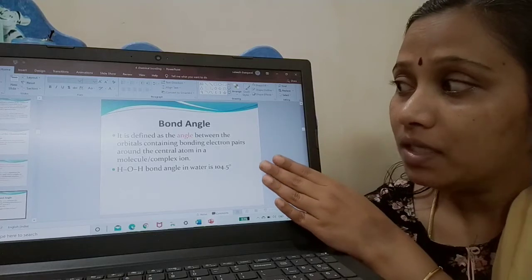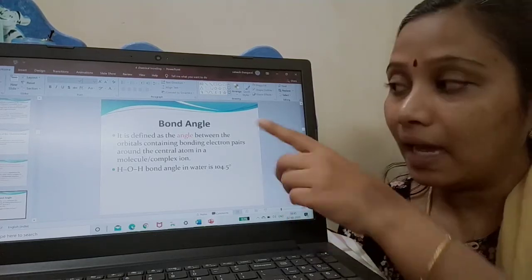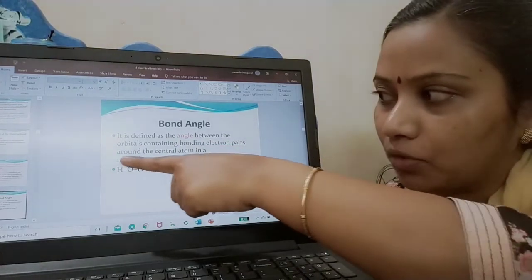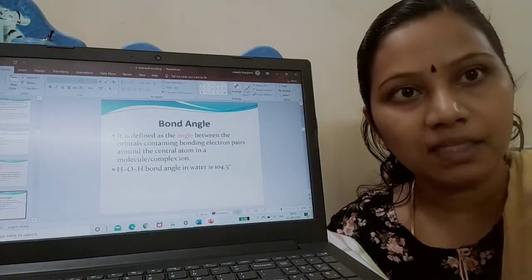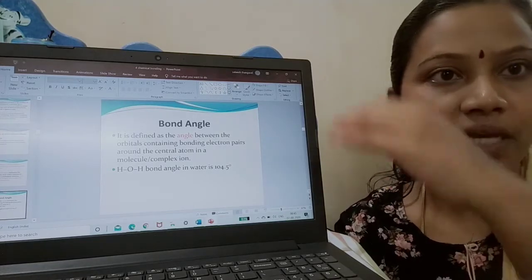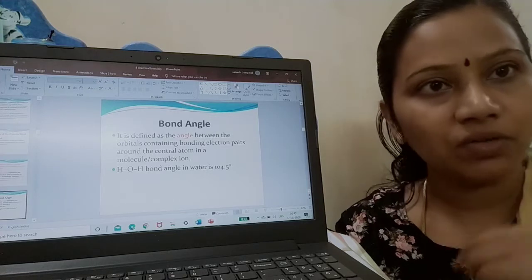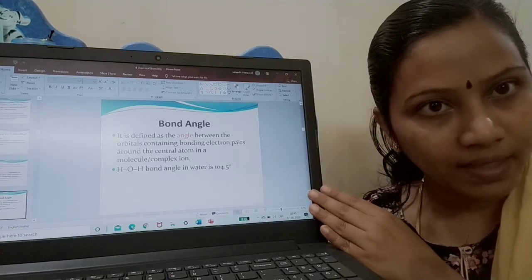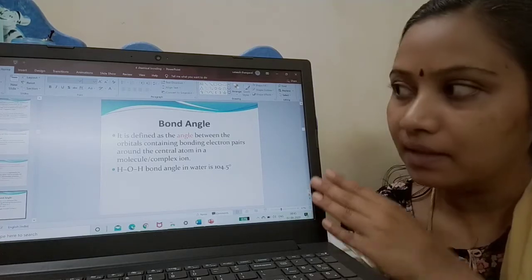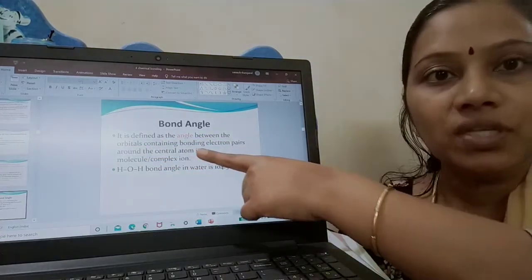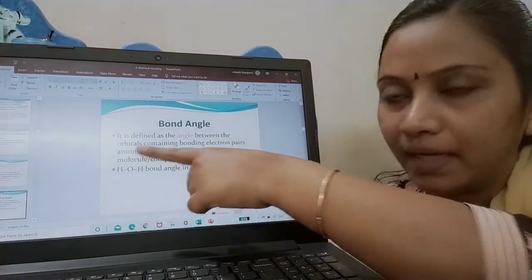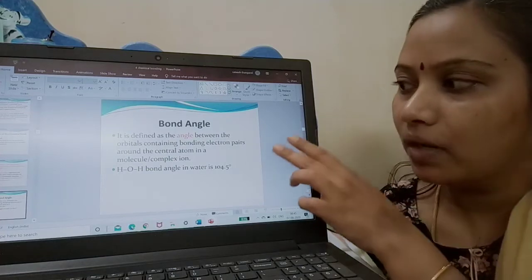Now what is bond angle? It is nothing but angle between the orbitals containing bonding electron pairs around the central atom. We have been discussing this point from the beginning. There is a central atom around which we have s, p, d, f orbitals, and each orbital's electrons are revolving. So what does your bond angle say? Bond angle is representing the angle between the orbitals which are containing electron pairs. They all are bonded. So bonded electron pairs around a central atom. This is called as bond angle.